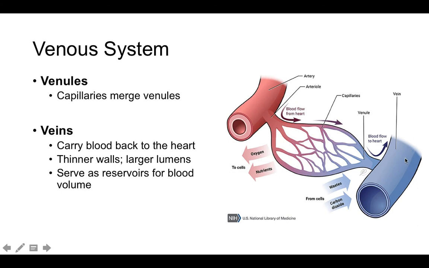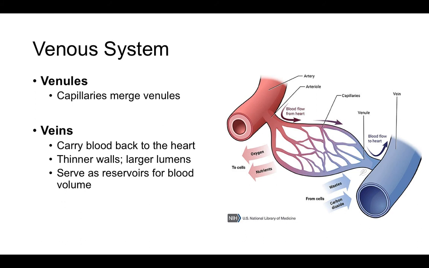The arteries are resistant vessels. The veins are capacitance. So venules are what occur when capillaries merge. The capillaries all come together. We have these numerous capillary beds moving through this tissue, and they come together and form a venule. And multiple venules will come together and form a vein.